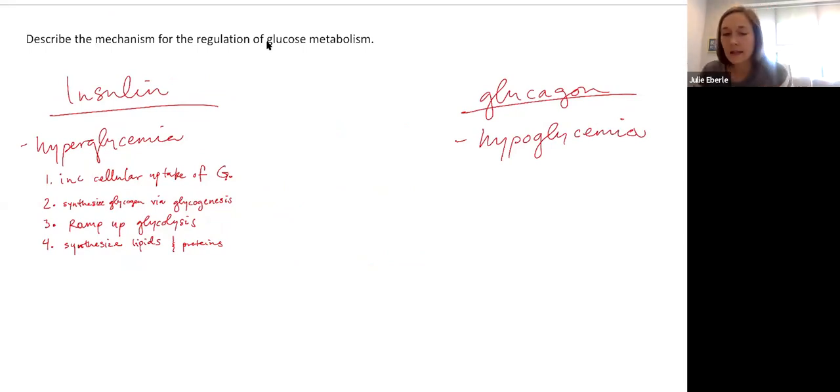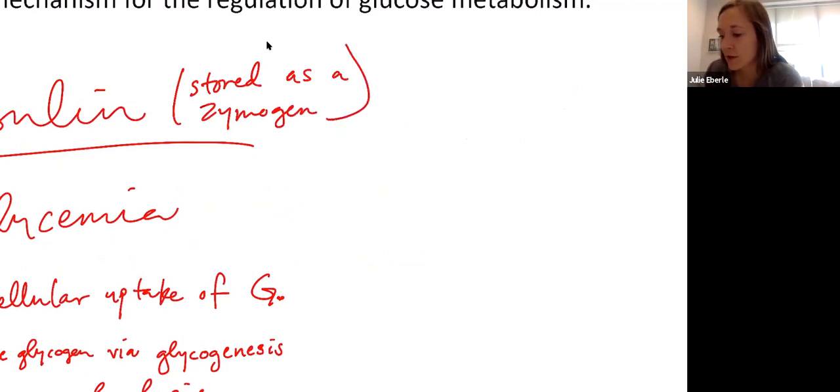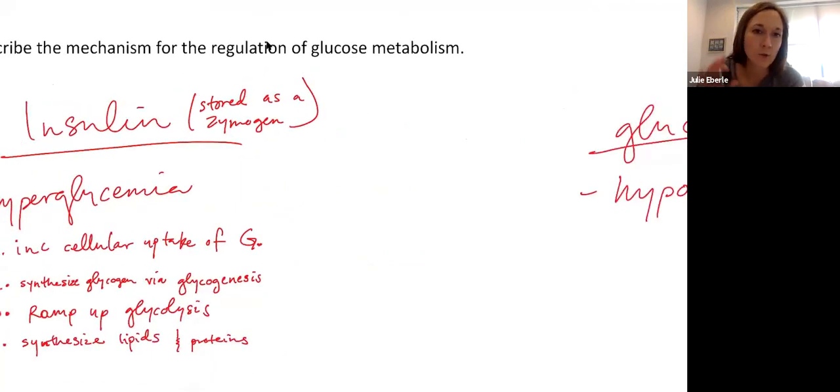Okay, that's insulin. And remember that insulin is stored as a zymogen. It's one of those proteins that we just want to sleep, because in a moment's notice we may need it. Then we snip some sort of covalent modification, and we get the active insulin enzyme.